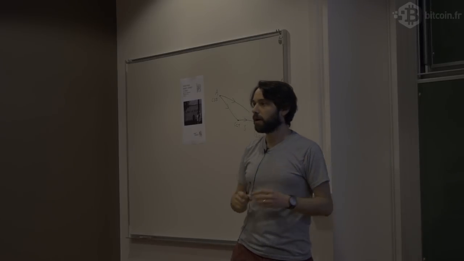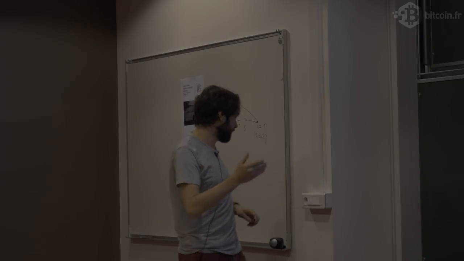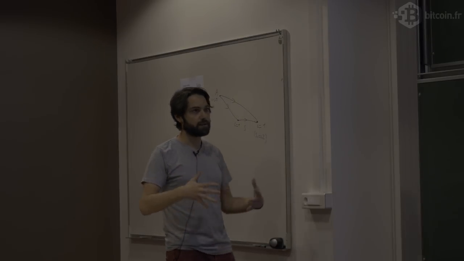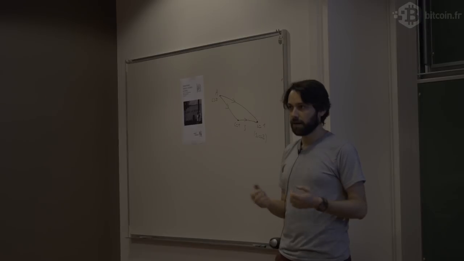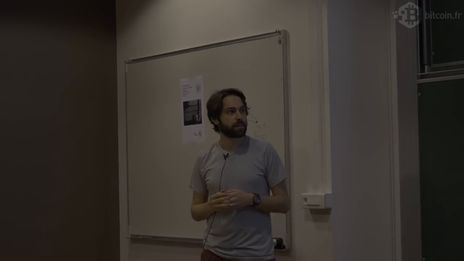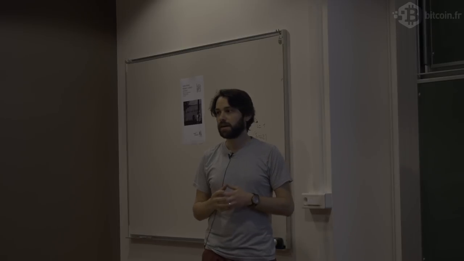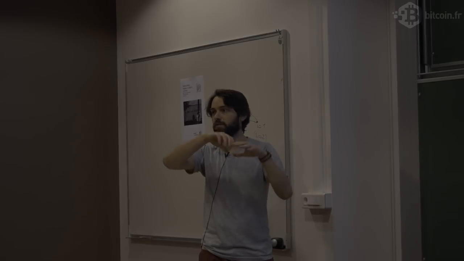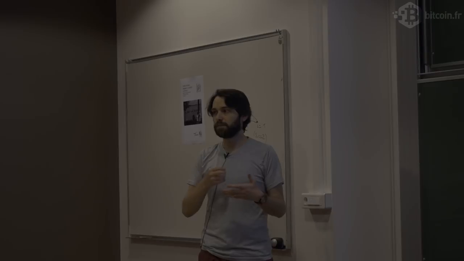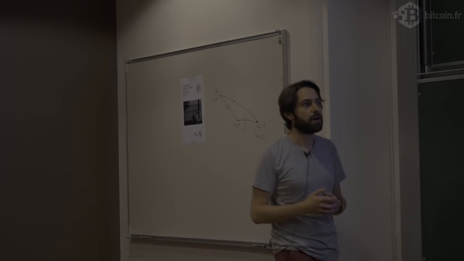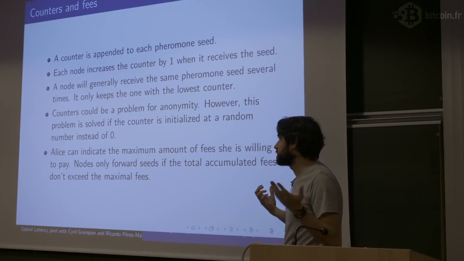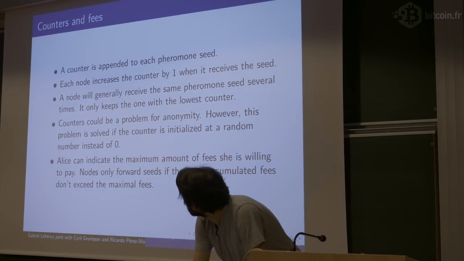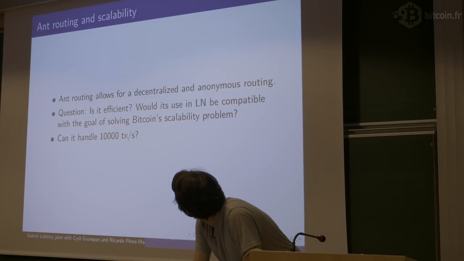Now, another way we can also restrict how much information is sent on the network is that Alice, for example, can choose to indicate how much fees she's willing to pay. And then we can say that the nodes only relay the seed if the accumulated fees don't exceed what Alice wants. So this way, if a route has too much fees, the seed stops being forwarded, because it's better if it's not forwarded, because then Alice wouldn't want to use that route anyway, so that route would be useless. Okay, so that's basically how it works.